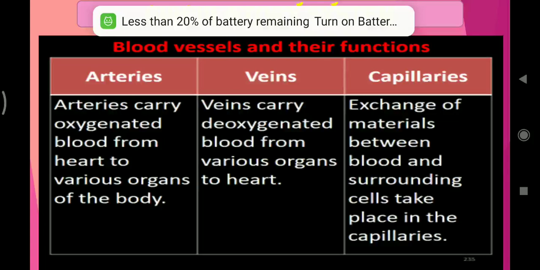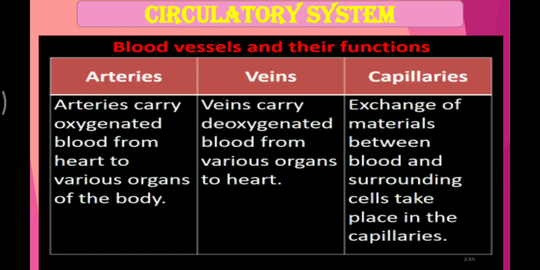Next, capillaries. Exchange of materials between blood and surrounding cells takes place in capillaries. You all know about exchange of materials. When arteries and veins connect, that connection is done by capillaries. There the exchange happens. Oxygen is sent to the cells and carbon dioxide is sent back. Food is sent too. That is how exchange happens.